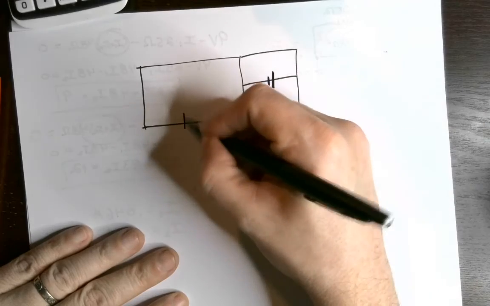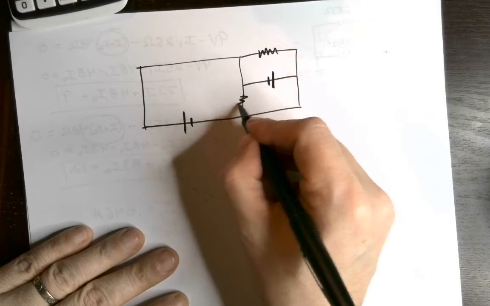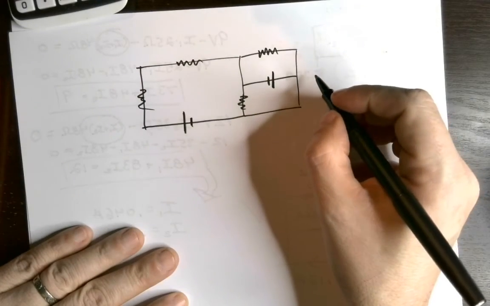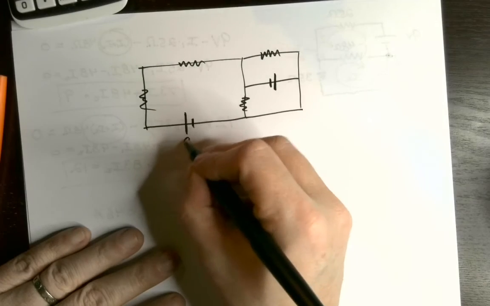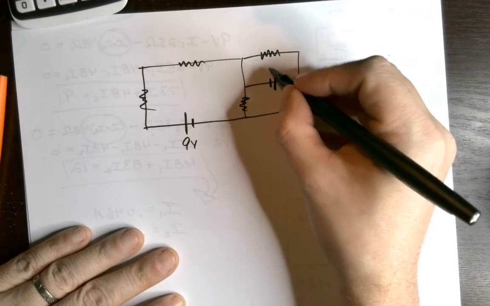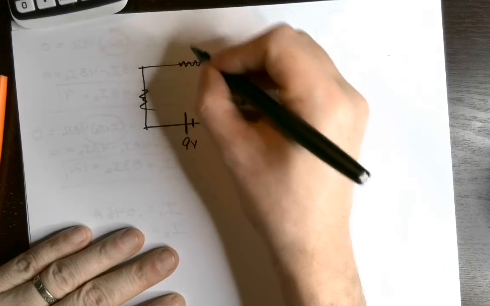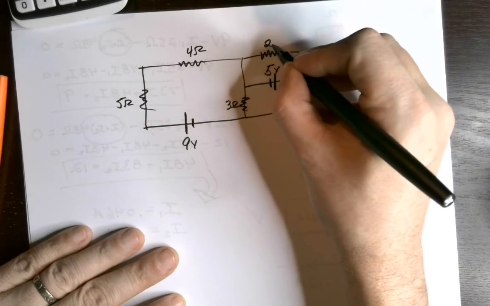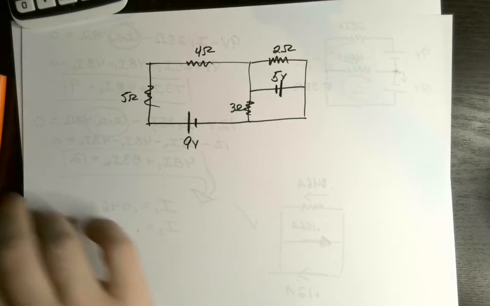Battery, battery, resistor, resistor, resistor, resistor. Sure, that's probably plenty. See, this is a 9-volt battery, and this is a 5-volt battery. Say this is 3 ohms, 4 ohms, 5 ohms, 2 ohms. How would I solve a problem like that using Kirchhoff's rules?